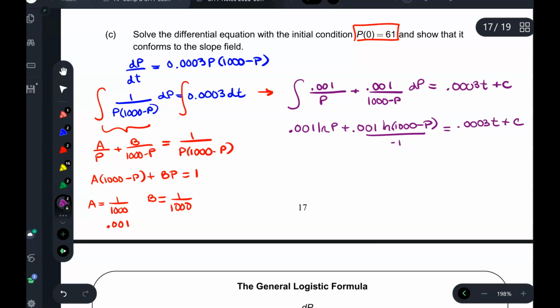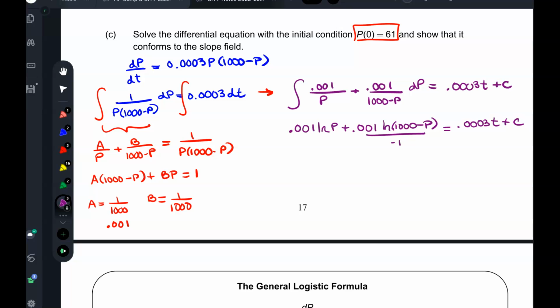You probably don't remember this, but we did the long way back when you first did differential equations. Then you get to go to the shortcut. Now what do we have to solve for? You plug in P of 0 equals 61. So it'd just be C equals whatever that is. Yeah, it's not that simple.